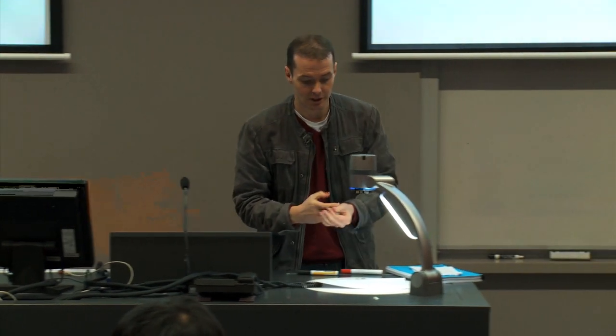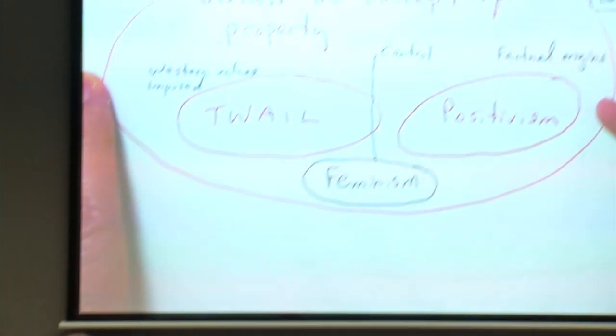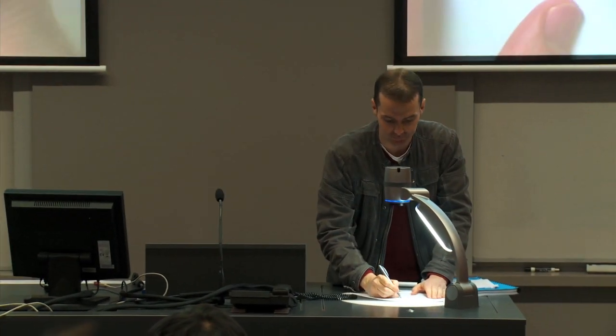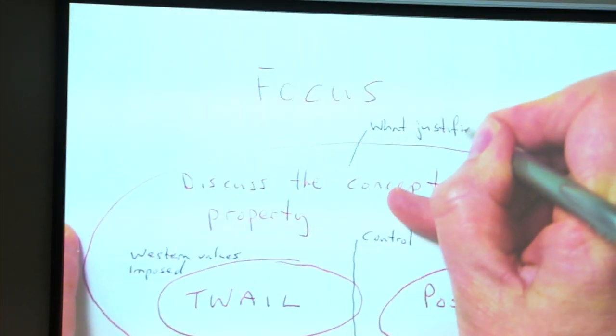Okay, so nice. So we're getting a contrast here between context, right? So legitimacy and context matter here, and the effect that contexts have on legitimacy. On that battle about legitimacy, the legitimacy here relates to the concept of property, in the sense of what justifies a concept of property? Okay, so that seems to be the higher order issue here, or one of the higher order issues.